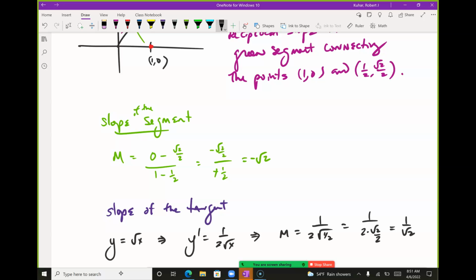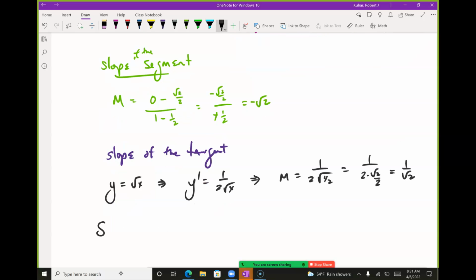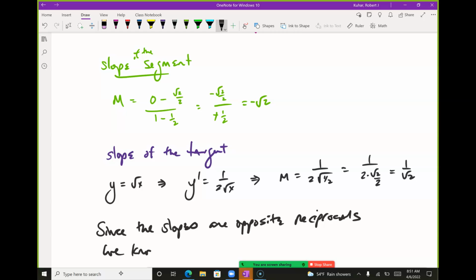What do you know? I got the reciprocal. I got an opposite, negative to positive, and square root of 2 compared to 1 over square root of 2. Opposite reciprocals. Since the slopes are opposite reciprocals, we know the tangent line and the segment, or the lines, are perpendicular to each other.